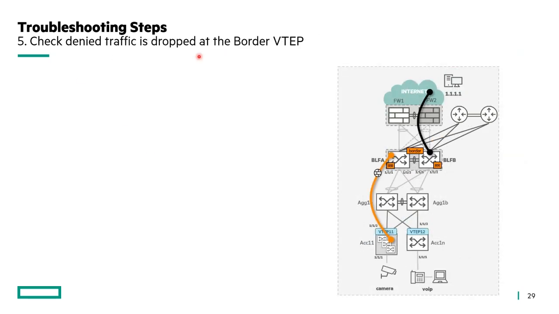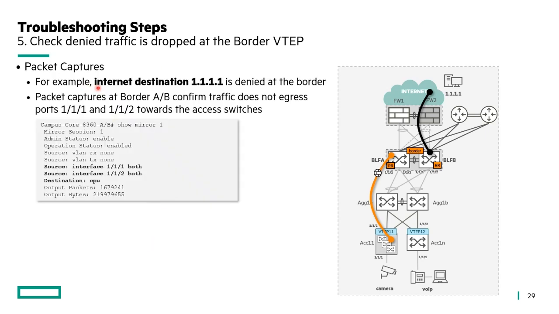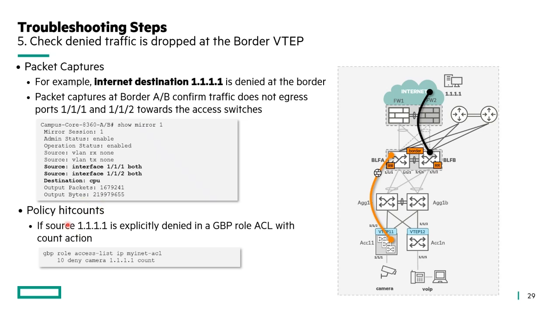And also check that the denied traffic is dropped at the border VTEP. For an example here, internet destination 1.1.1.1 is denied at the border, and packet captures at the border A and B switches can confirm that the traffic doesn't egress out to the WAN edge. And then same as we saw before, check the policy hit counts to verify. If you've got a specific deny action for this, then you can count it. Otherwise, you wouldn't really have visibility. As I mentioned here, the traffic will just be silently discarded.